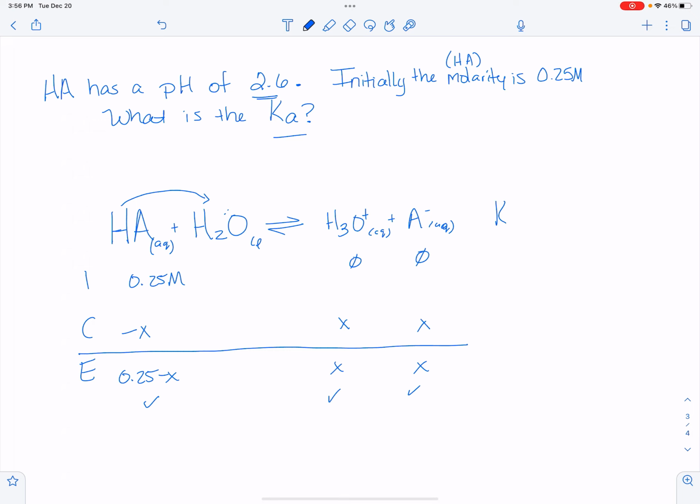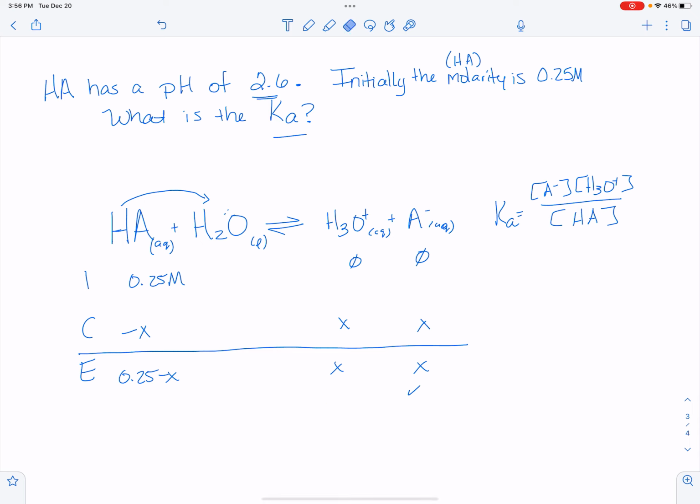And you've heard me say this before, but it's always a good idea to go ahead and write the K expression, even though I didn't first. You should always write it first. So that's my K expression. Again, remember, water's liquid, you don't put it in it.